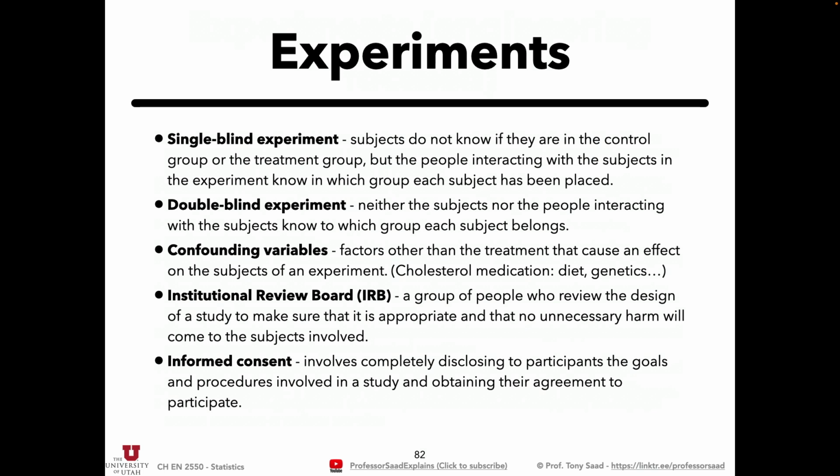Confounding variables are factors other than the treatment that could have caused an effect on the subject. And so that's very important for you to make sure if you're measuring, let's say, a treatment for heart disease, you want to make sure that anything that could contribute to heart disease, weight, cholesterol levels, genetics, etc., that those are taken into consideration.